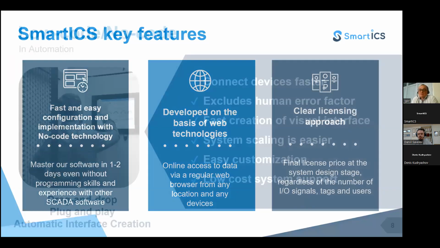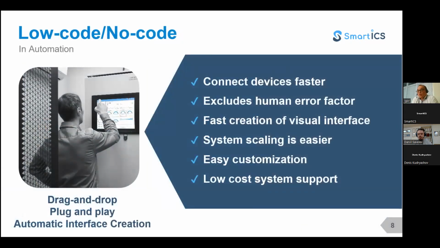If we talk specifically about low code and no code, it's been around for some time. But when we talk about no code and low code within automation, this is slightly different. How can it be achieved, and what are the main advantages? Of course, it increases speed, it accelerates the entire process.